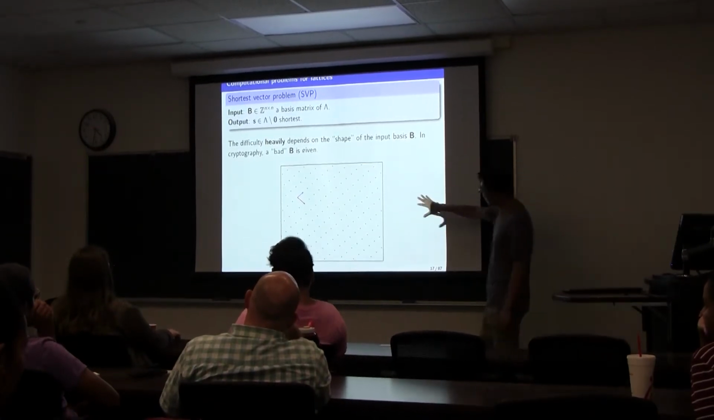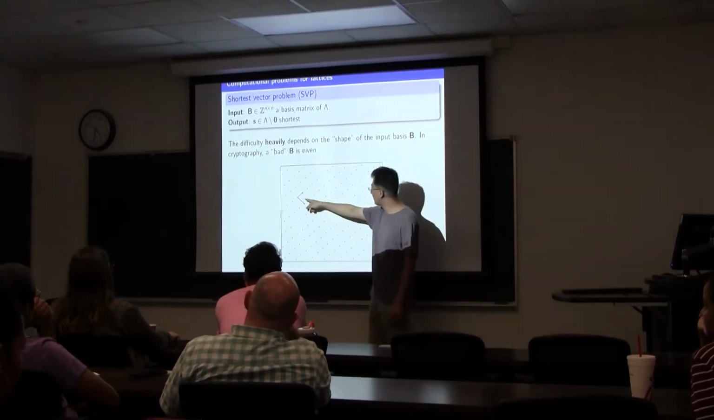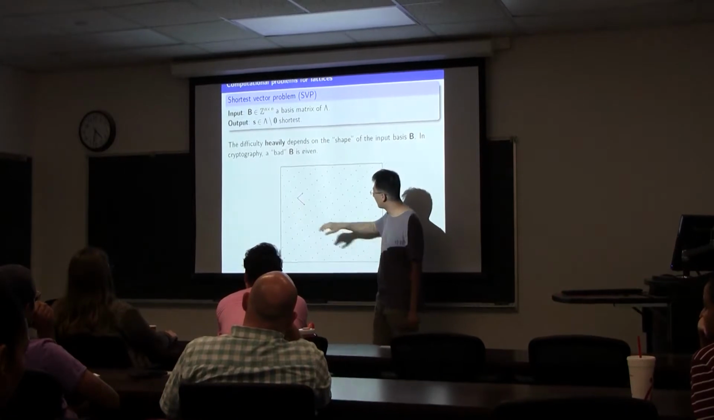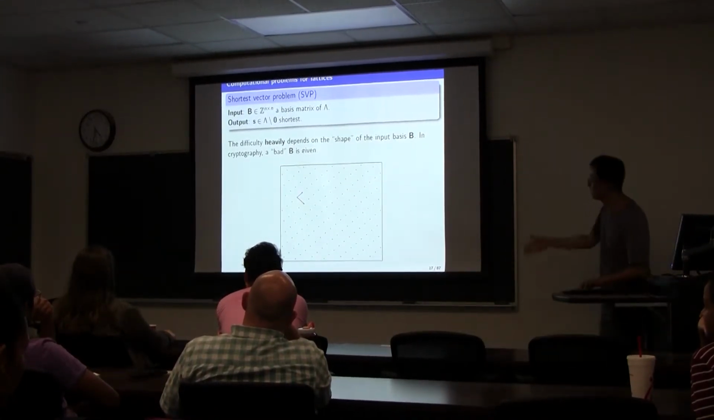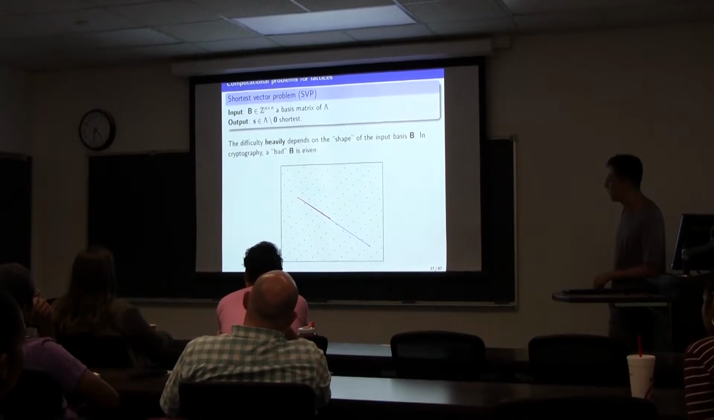So the picture we have here is instead of a good basis. I'm giving this one and this one as B over there. Then it's very easy to see that this is the shortest vector. But in cryptography, we are not given this form. Instead, we are given these two vectors, the red one and the blue one.